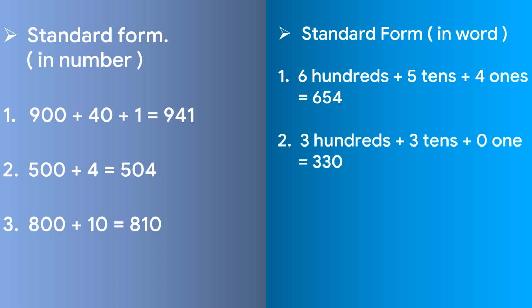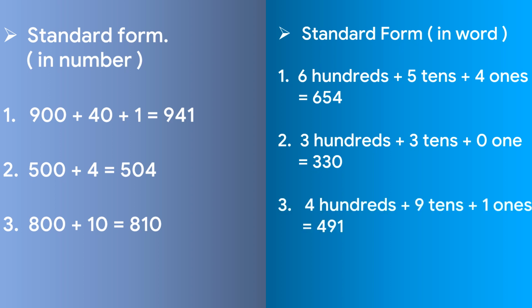Your next number is 300 plus 3 tens plus 0 ones. In the place of hundreds, we have to write 3 because before the hundreds they gave 3. Then in the place of tens, we have to write 3 again because they gave 3 before tens. And we have to write 0 in the place of ones. Why? Because before the ones they gave 0.